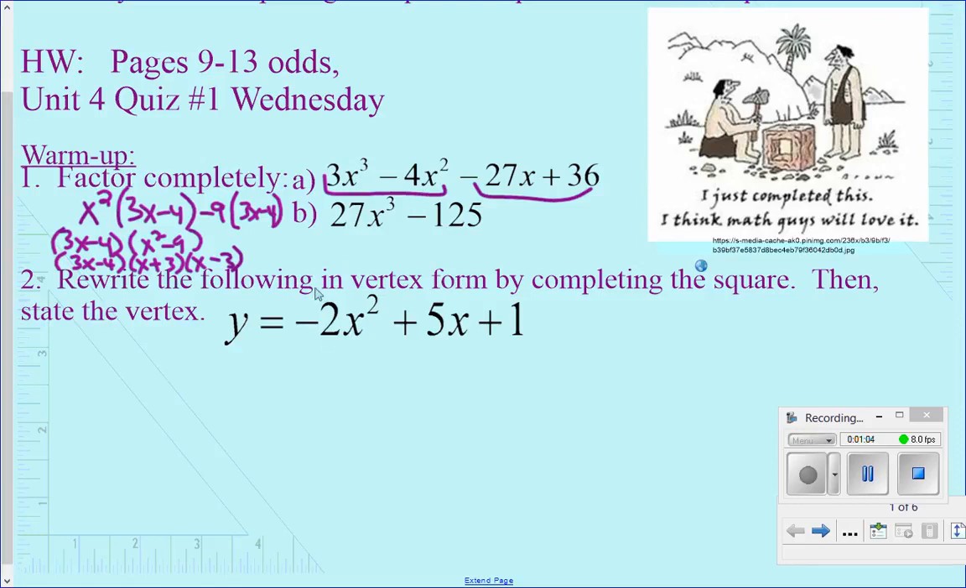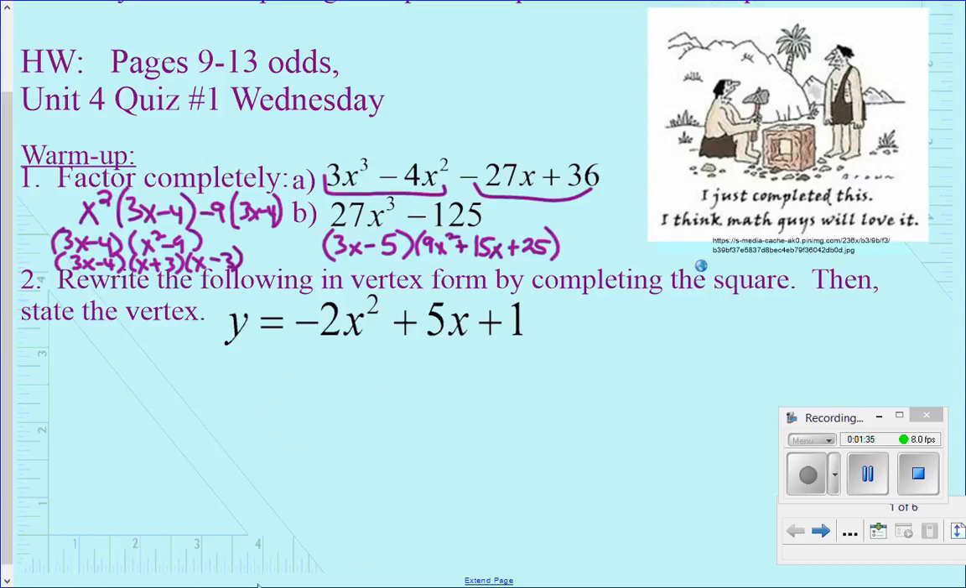Letter B is difference of cubes. So binomial and a trinomial. Cube root of 27x cubed is 3x. Cube root of 125 is 5. Signs minus plus plus for difference of cubes. Squaring the quantity 3x gives us 9x squared. Squaring the 5 gives us 25. And 5 times 3x is 15x. Again, with signs minus plus plus.